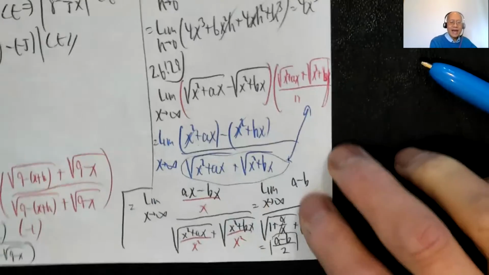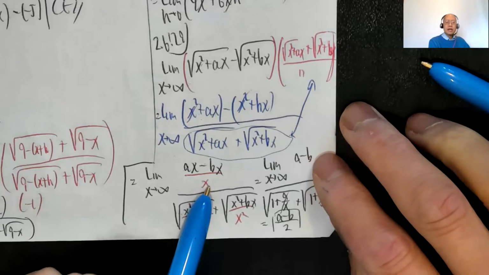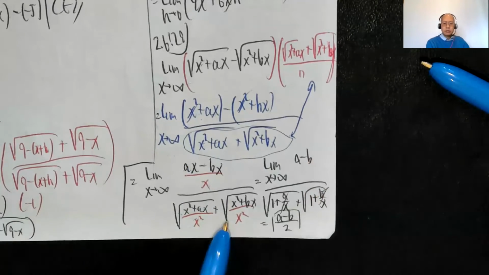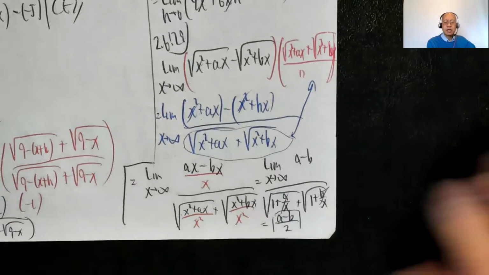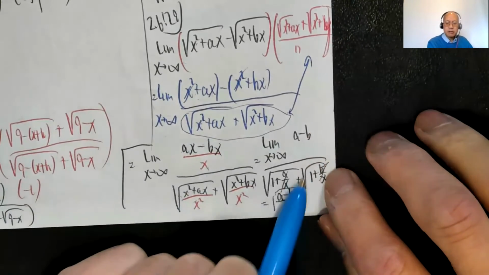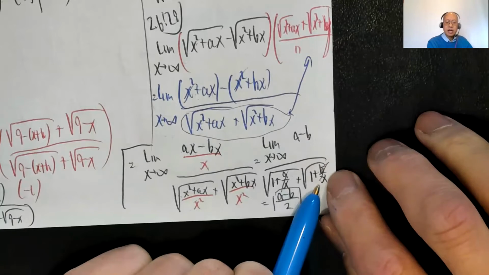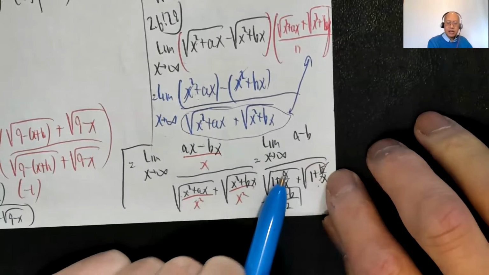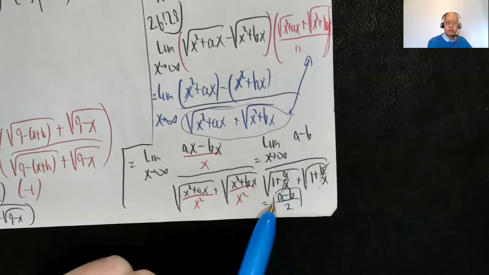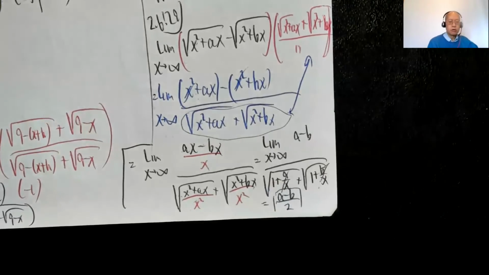Divide top and bottom by x. And to do that here, underneath the radical, x squared. So this becomes a minus b, and this becomes radical 1 plus a over x plus radical 1 plus b over x. And now when x approaches infinity, that goes to 0, that goes to 0. Square root of 1 plus square root of 1 is 2. So the final answer is (a minus b) over 2.